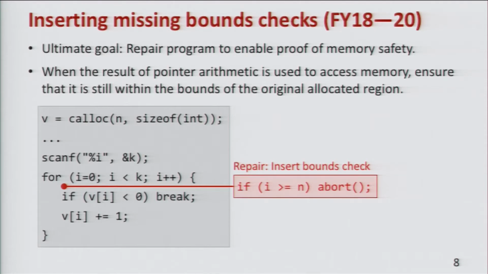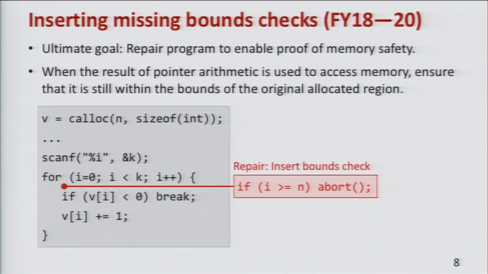So our ultimate goal is to be able to repair a program to enable a proof of memory safety. In order to do this, we need to ensure that whenever the result of pointer arithmetic is used to access memory, the result of the pointer arithmetic is still within the bounds of the original allocated memory region.